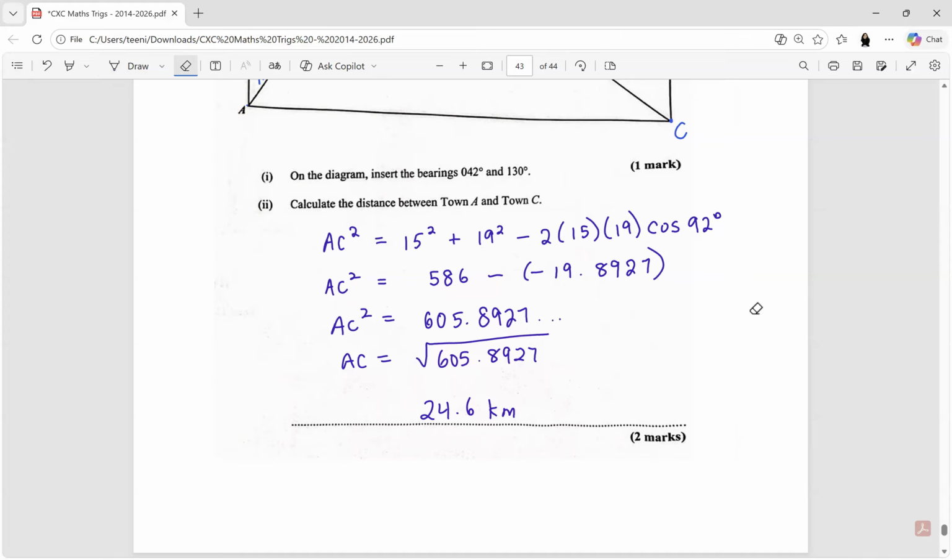However, you could have typed in 15 squared plus 19 squared. You could type this entire line into your calculator, and then when you get the answer, press square root, and you should still get approximately 24.6. So you can try that. 15 squared plus 19 squared minus 2 times 15 times 19, and I'm using my brackets just as it appears in the solution here.